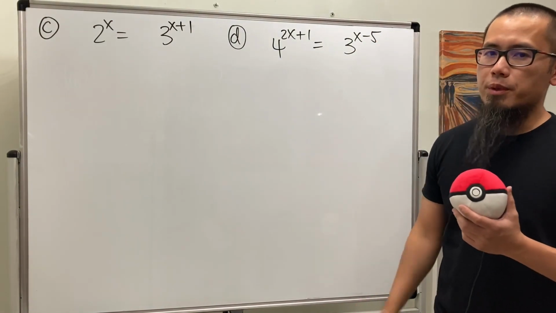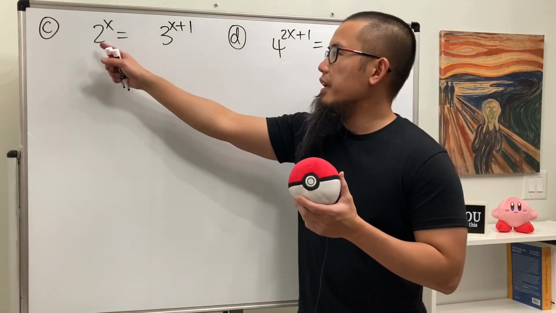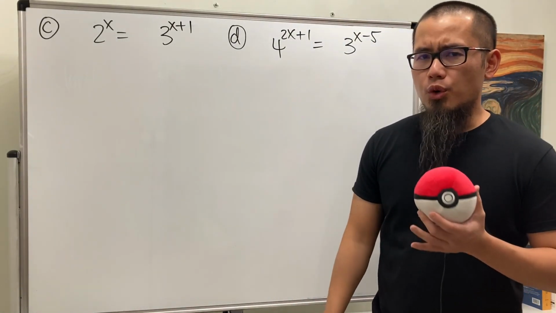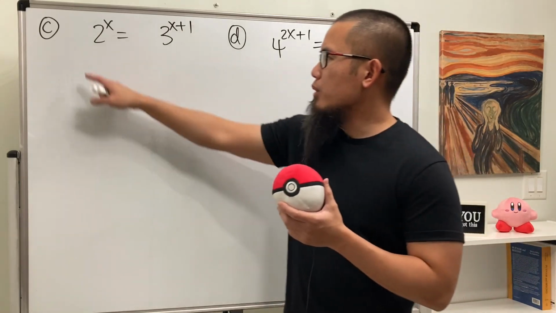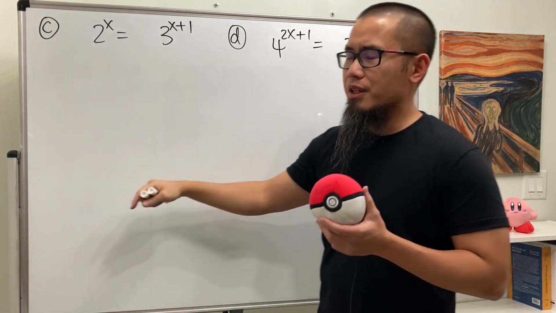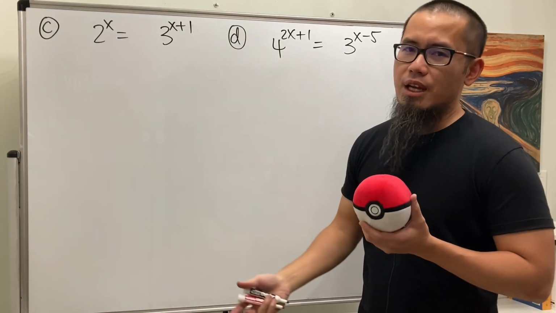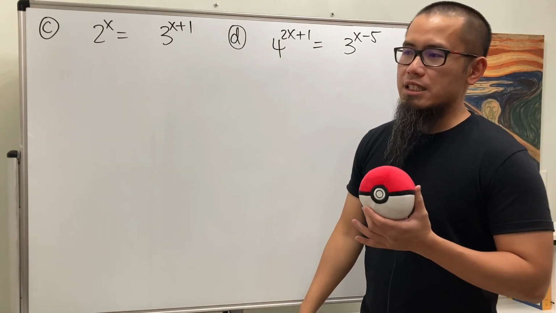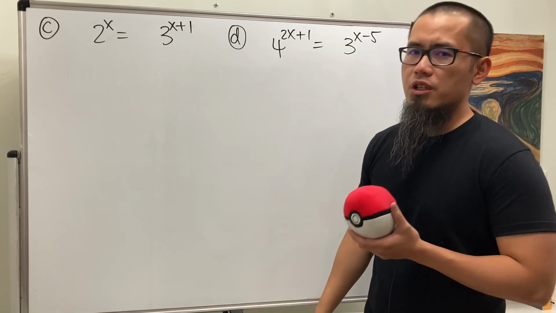Now, for these two exponential equations, notice that they have different bases. So, which log do we take? For example, do we just take log base 2 right here? We can cancel this and that. That's good. How about this right here, though? Not really, right? It's actually possible if you take log base 2 or log base 3, up to you.